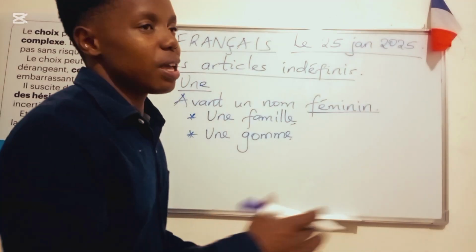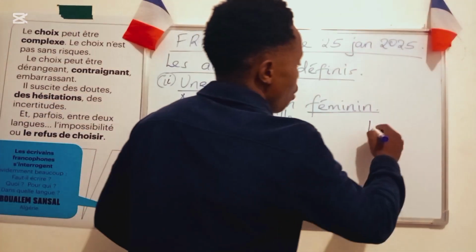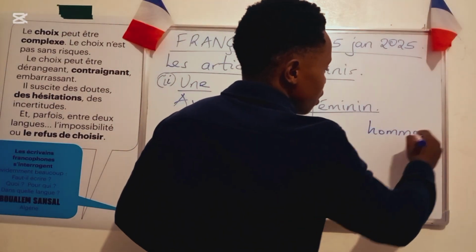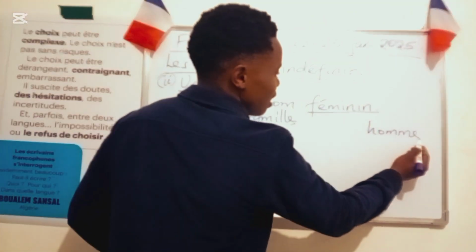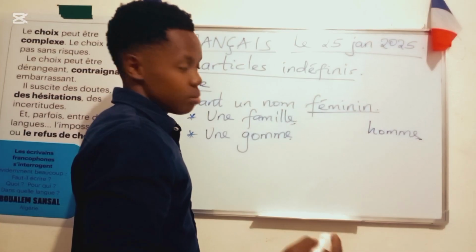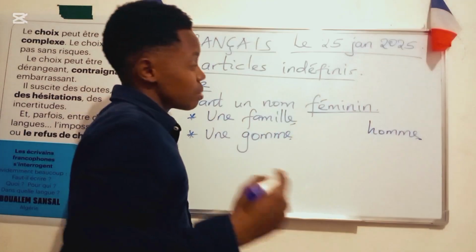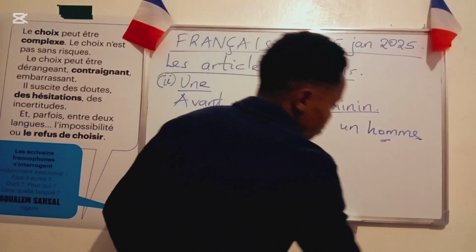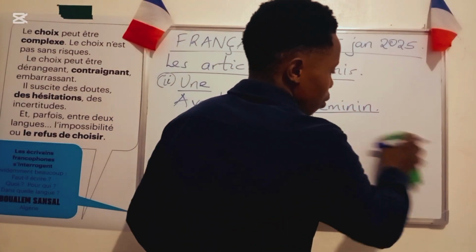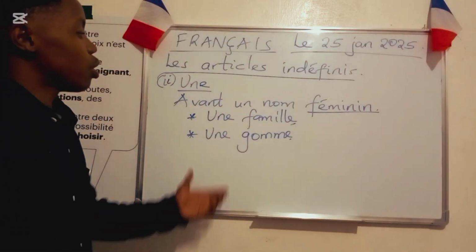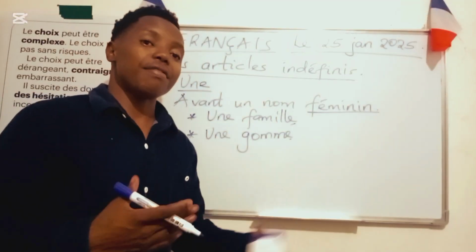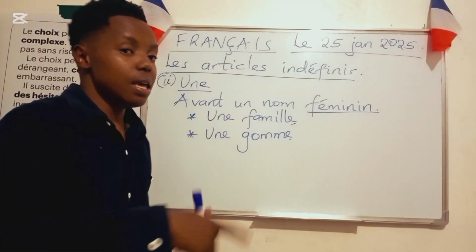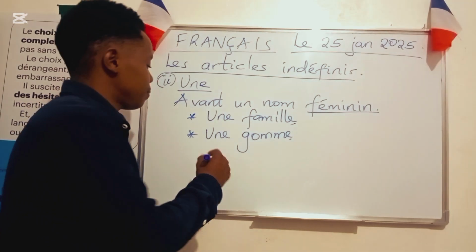Okay? And by the way, the other one, we have this word homme. This one simply means a man. It ends with an e, but we can't say une homme. No. A man is masculine, so I will say un homme. This one is also part of the exception. Now, we also have other words that do not end with an e, but they are still feminine.